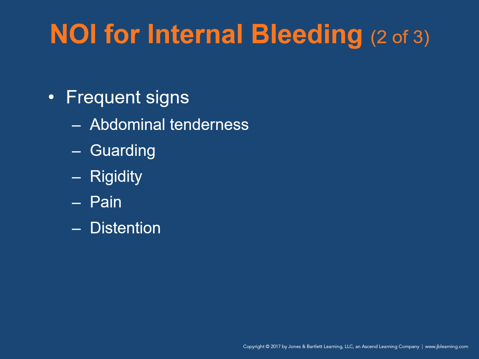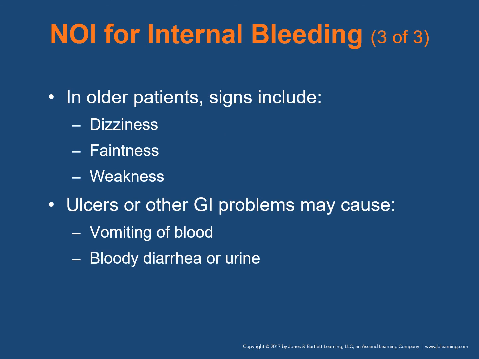So some of the frequent signs that we see with internal bleeding and non-traumatic injuries are abdominal tenderness, guarding, rigidity, so tightness in the stomach, in the abdomen, pain, and distension. Because most of our internal bleeds that are non-traumatic are going to be in the abdominal cavity. Other signs and symptoms might include dizziness, faintness and weakness, vomiting of blood or complaints of bloody diarrhea or urine are going to be huge signs that your patient likely has a bleeding ulcer or other gastrointestinal problems.